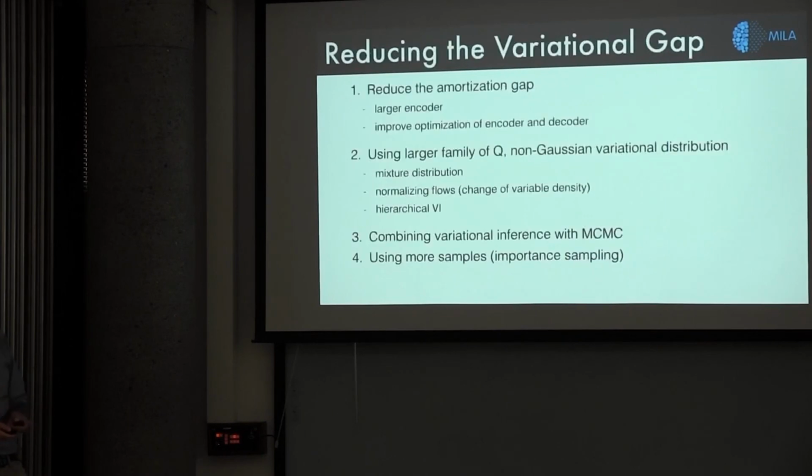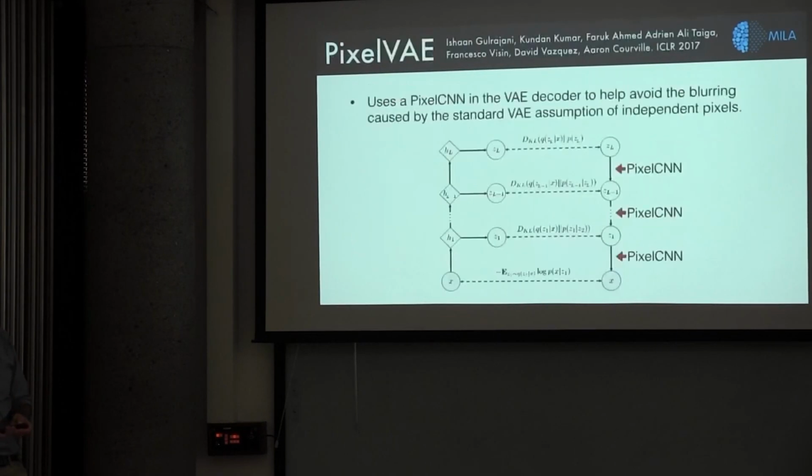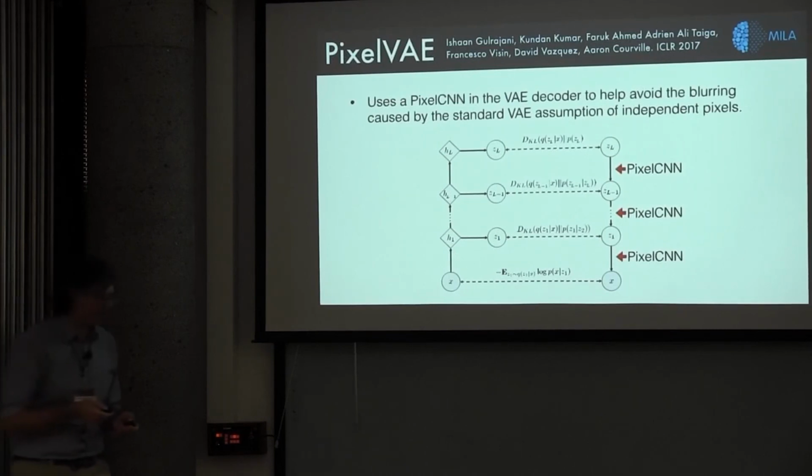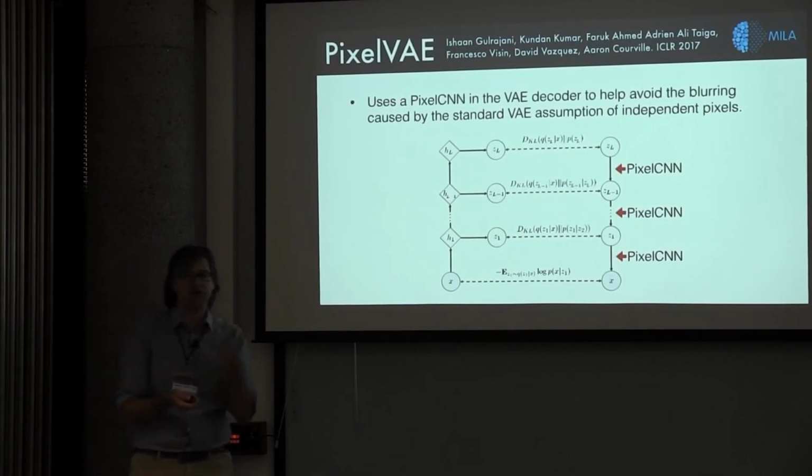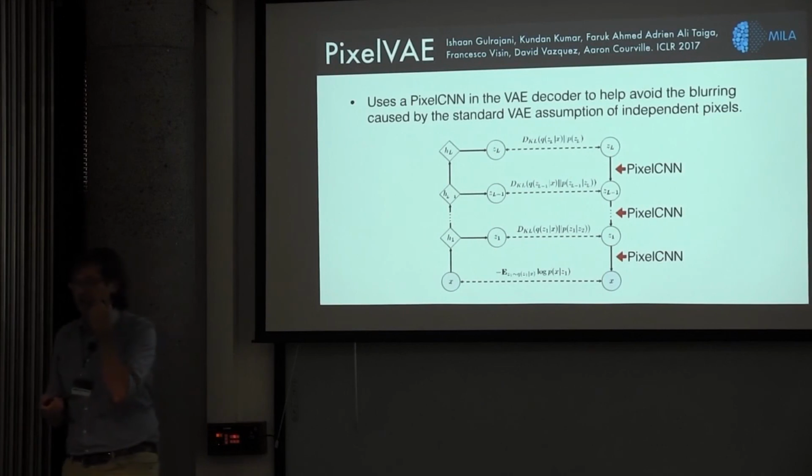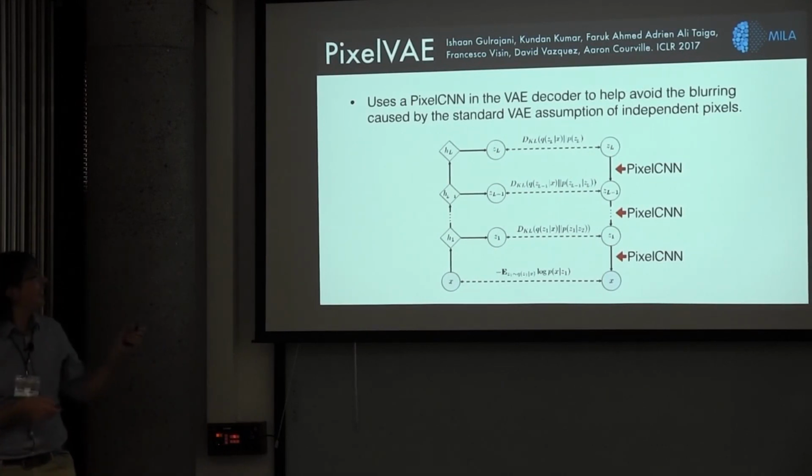Anyway, there are different strategies you can use to improve these. But I want to skip ahead because I want to talk about a particular model which combines this variational autoencoder with the pixel CNN model that we talked about earlier. It's the pixel VAE model, not a very original name. This is work that we did about 2 years ago now.